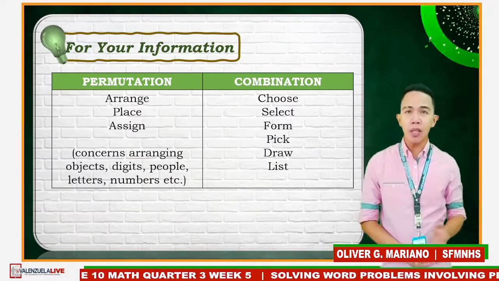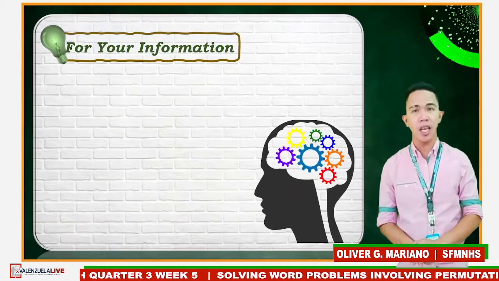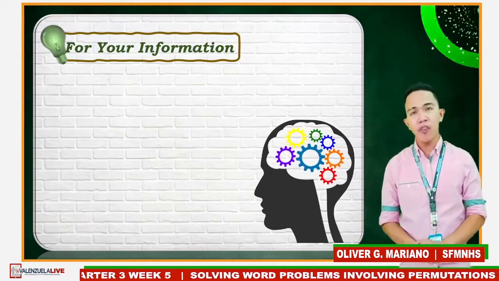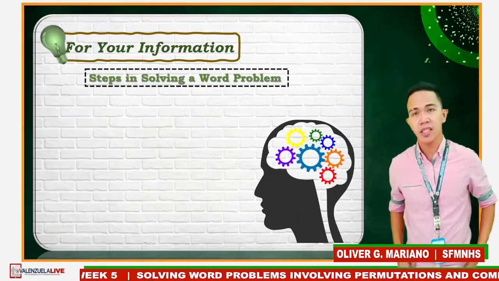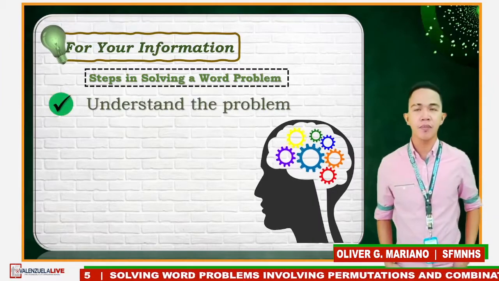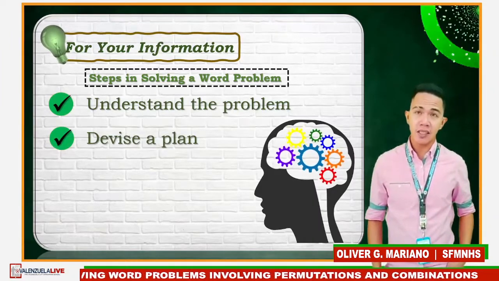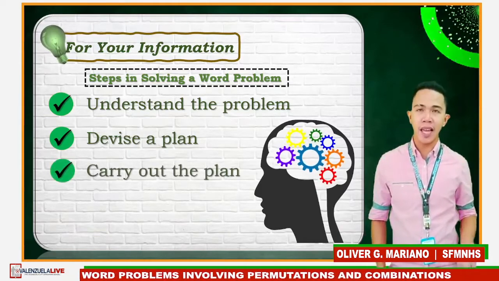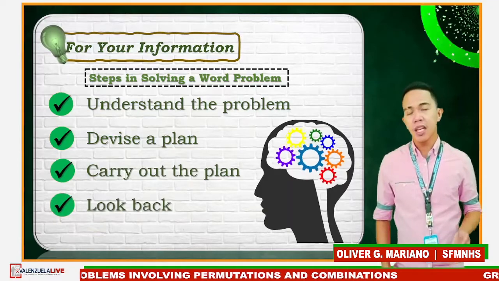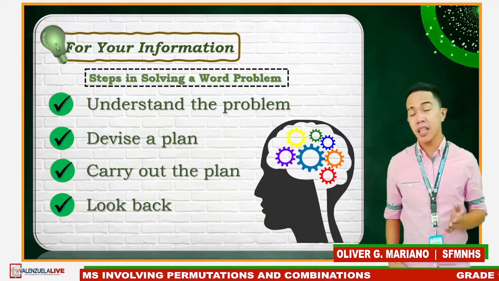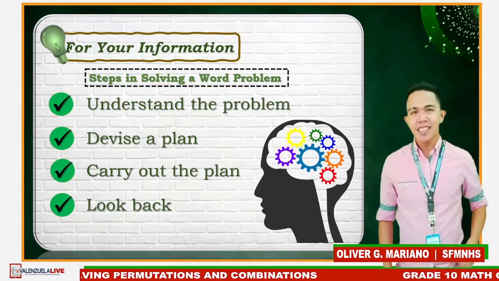To make our approach in solving word problems involving permutations and combinations systematic, we follow these steps in solving a word problem. First, understand the problem. Then, devise a plan. Next, carry out the plan. And last, look back. Are you now ready to sharpen your analytical and critical thinking skills? Great!